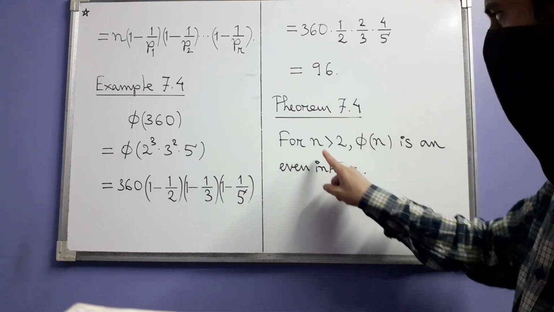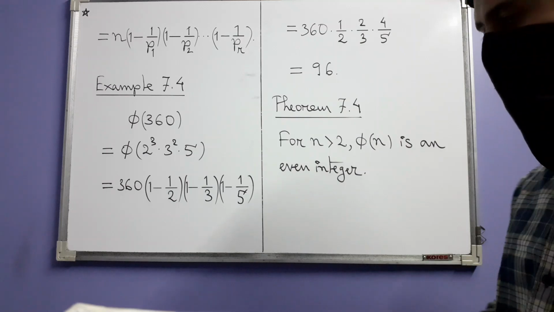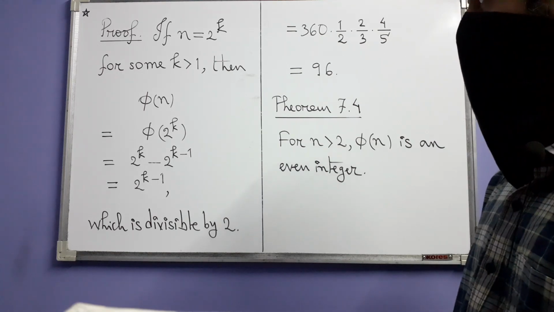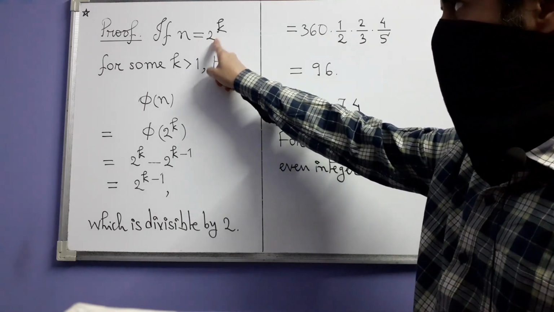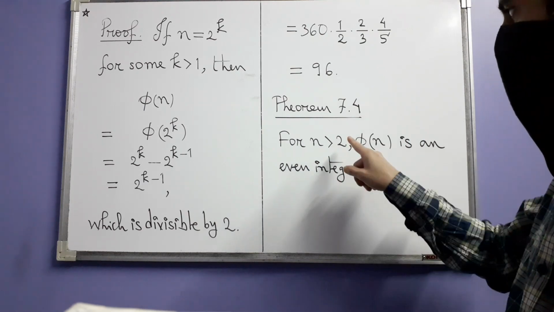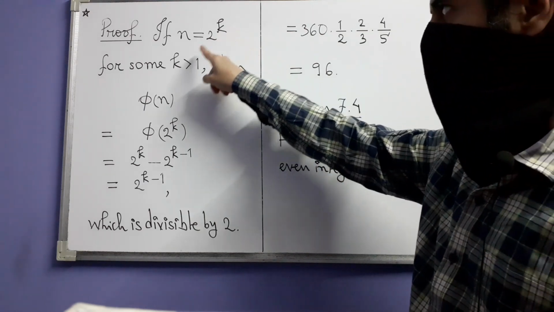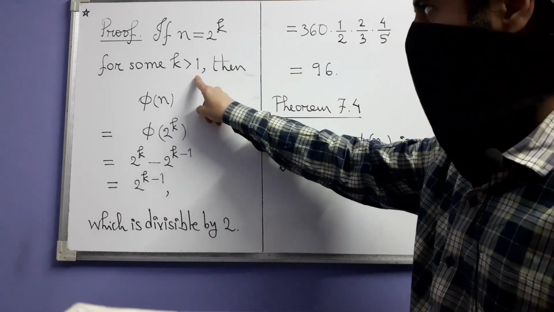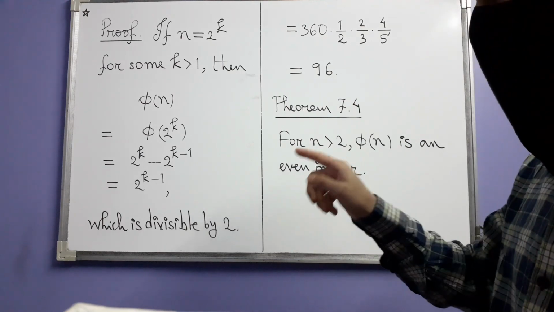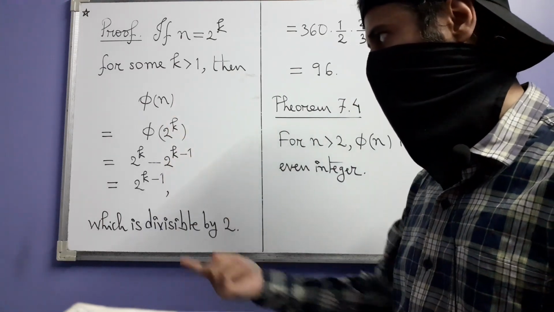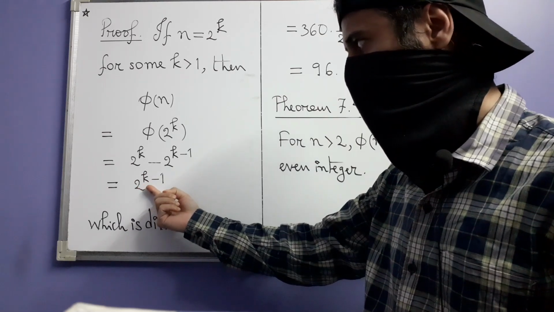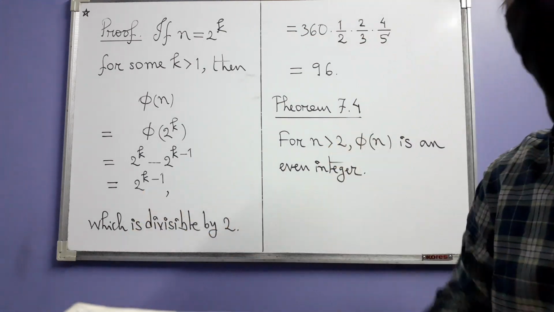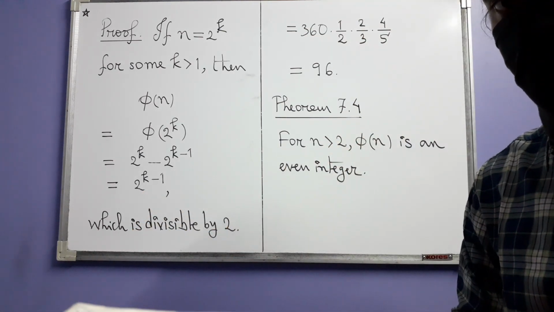Theorem 7.4. If n is greater than 2, then phi of n is an even integer. The proof is divided into two cases. In the first case, we consider that n is some power of 2. Because n needs to be greater than 2, this exponent k cannot be 1, because if k is 1, then n is 2. So k needs to be itself greater than 1. In this case, phi of n, if you apply your formula, it ultimately becomes 2 to the power k minus 1. Because k is at least 2, this is divisible by 2. So that means phi of n is even in this case.